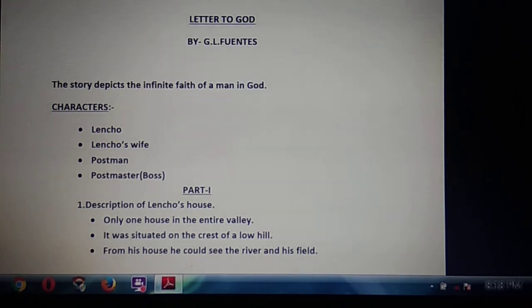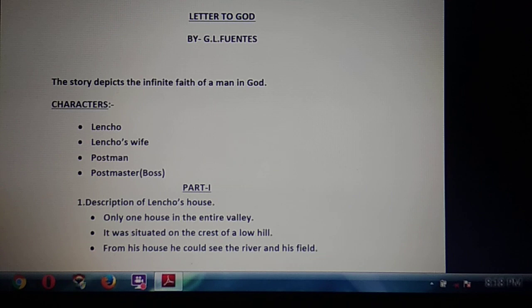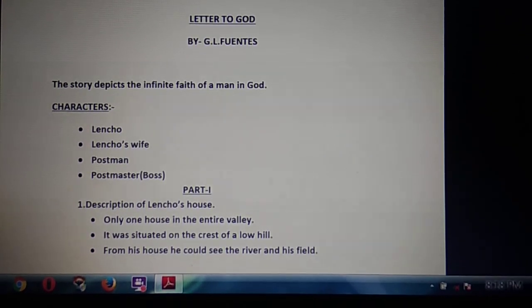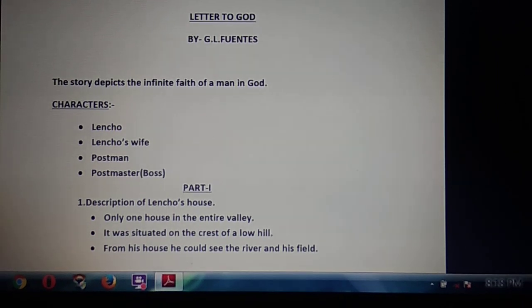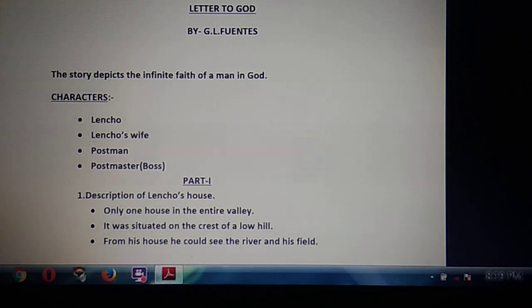Today I am going to explain the first chapter in English of Standard 10th. The chapter is Letter to God by G.L. Fuentes from the book First Flight. The story depicts the infinite faith of a man in God whose name is Lencho.